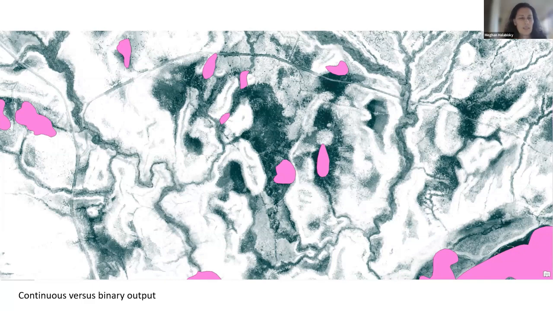But I want to just point out that this is a fundamentally different product than something like the NWI. And I don't necessarily see it as replacing the NWI, but more as a complement. The NWI is really great in the sense that it is this real binary vector polygon data set delineating the boundaries of a wetland, where the WIP tool is a probability, you know, from 0 to 100%. How likely is a pixel going to be a wetland?